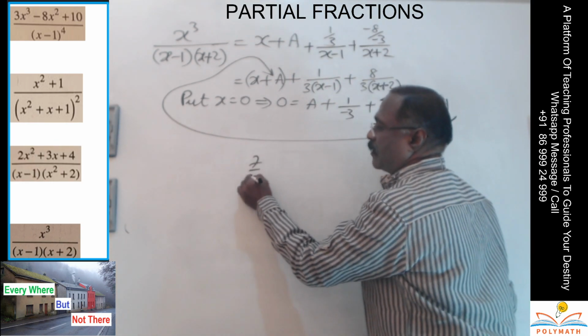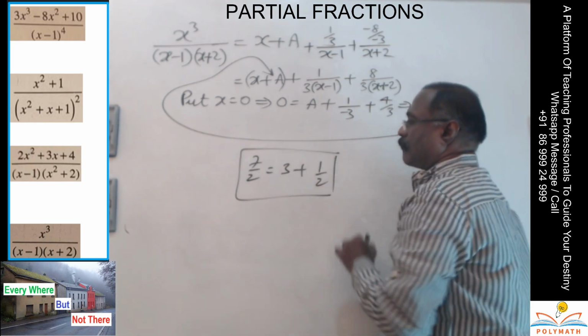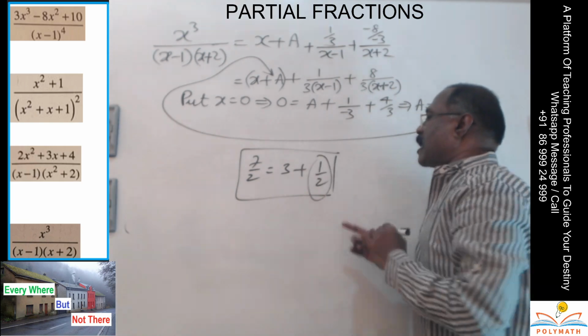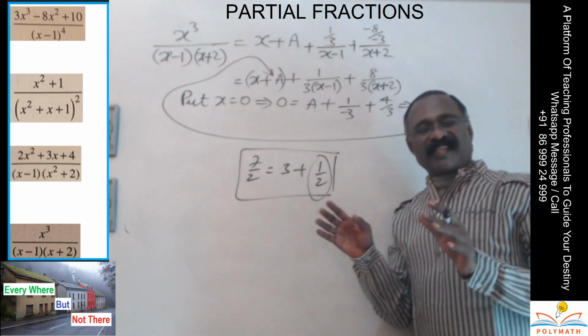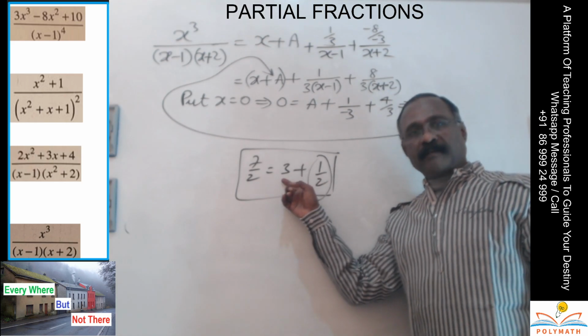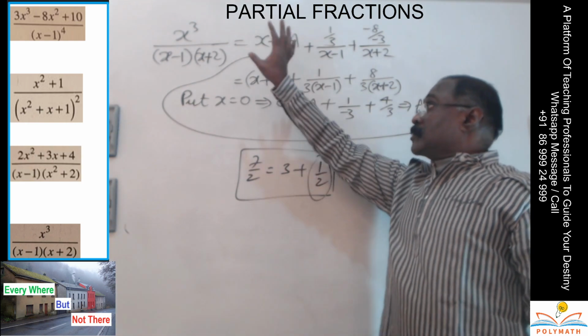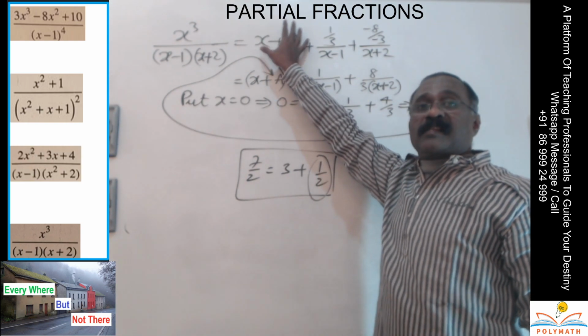To do that, 7 by 2 is there. It is to be written as 3 plus 1 by 2. Then only it can be split as partial fractions. Just for better understanding, I am taking a numerical example. This is the quotient, this is the remainder, and this is the divisor. So x plus a is nothing but the quotient.